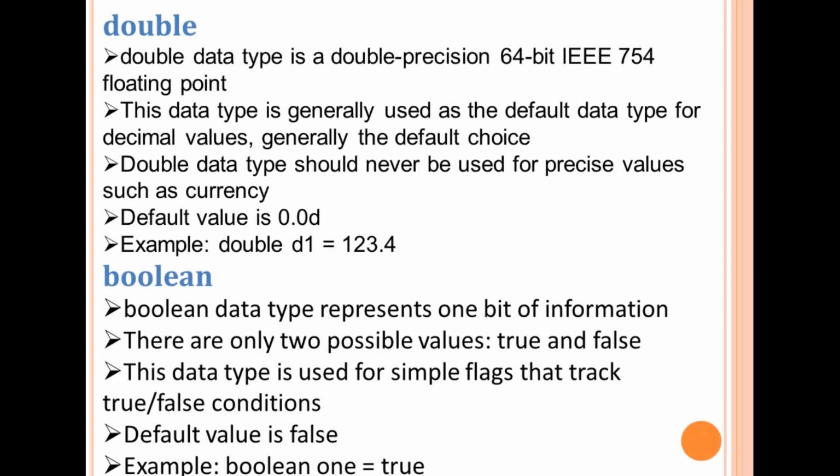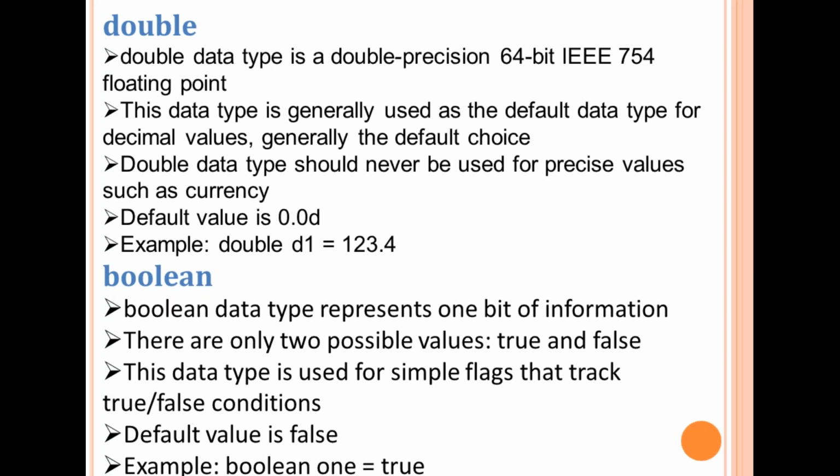And the next data type is boolean. Boolean data type represents one bit of information. There are only two possible values, true or false. This data type is used for simple flags that track true or false conditions. Default value is false. Example, boolean one equals true.